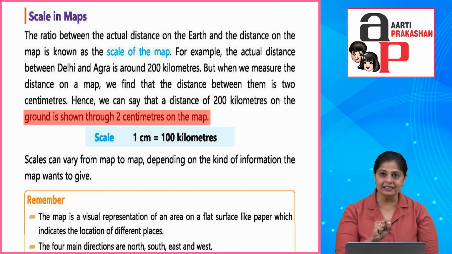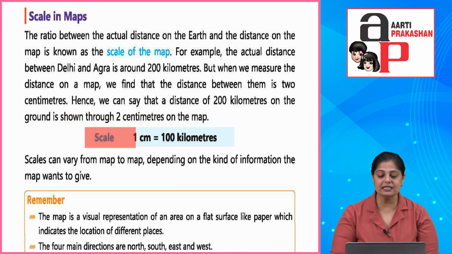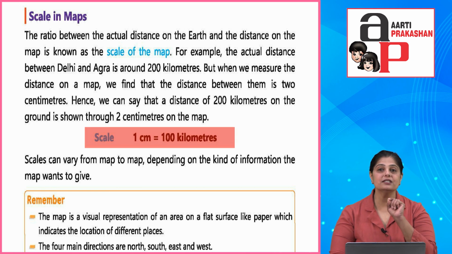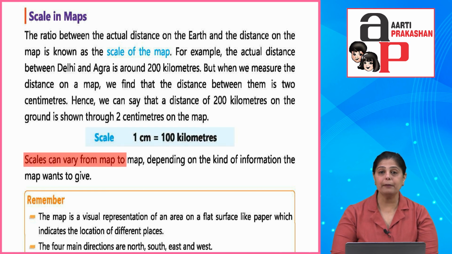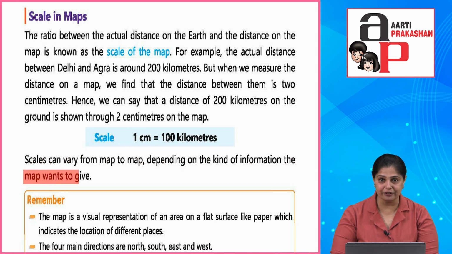But in reality, that means the actual distance on the earth is 200 kilometers. Alright, so this means 1 centimeter is equal to 100 kilometers. So if on a map it is 1 centimeter, it means it is 100 kilometers. If it is 2 centimeters, it means it is 200 kilometers, and so on and so forth. Now, scales can vary from map to map depending on the kind of information the map wants to give.